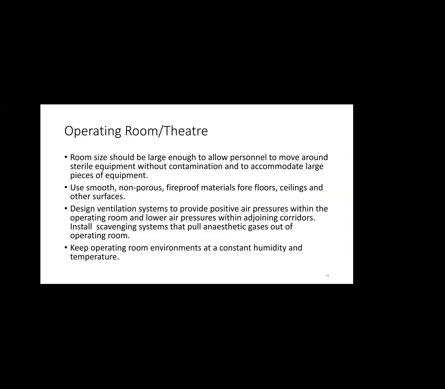So use smooth, non-porous, fireproof materials for floors, ceilings, and other surfaces. And also design ventilation systems to provide positive air pressures within the operating room and lower the air pressures within the adjoining corridors. Install scavenging systems that pull anesthetic gases out of the operating room. So keep operating room environments at a constant humidity and temperature.